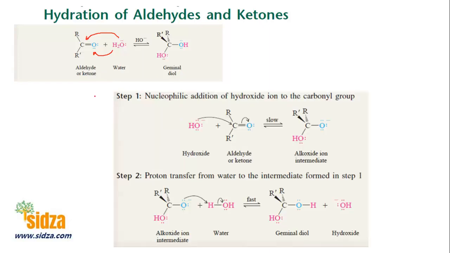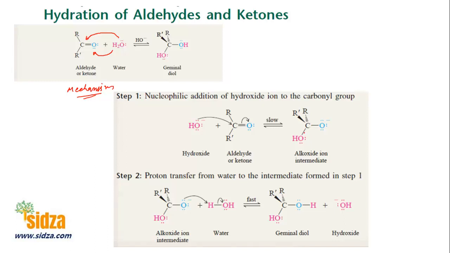So if you look at the mechanism of this reaction, this is a two-step process. The first step is the attack of the hydroxide, a nucleophile, on the carbon here. An electron pair shifts to the oxygen, and you get an alkoxide ion as an intermediate, right? Oxygen with a negative charge, and OH will be here.